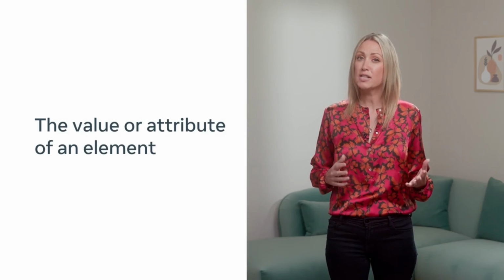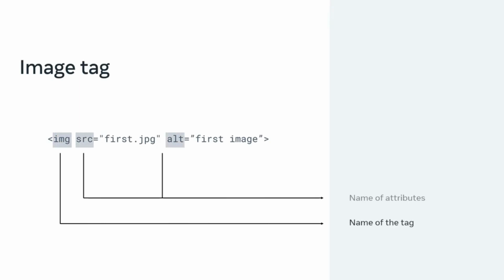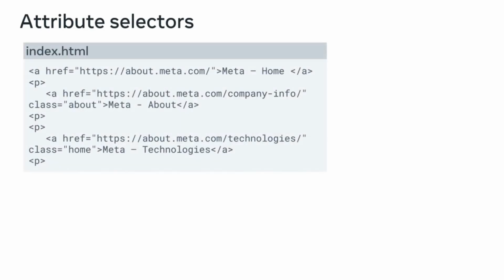Can you recall what attribute and value mean? A quick recap. Let's say you have a HTML image tag. img is the name of the tag, while src and alt are the names of its attributes. The actual name of the image file, first.jpg, is the value. Now let's explore an example of how attribute selectors can be used.